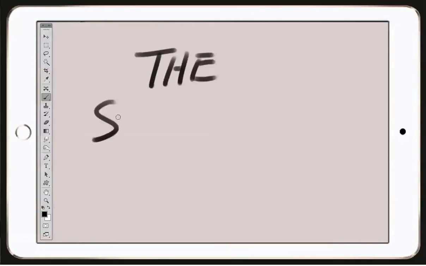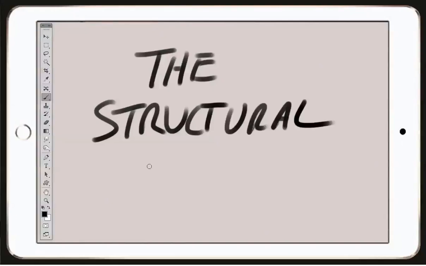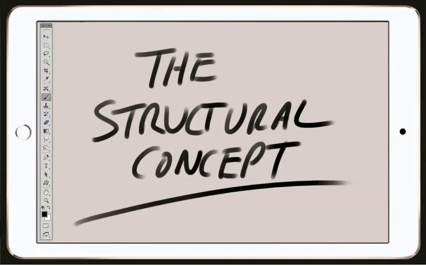the structural concept. This structural concept is part of composition. Paintings that lack this structural concept, they don't communicate the message that the artist wants to communicate as clearly and powerfully as those paintings that have this structural concept, on which the composition is based.